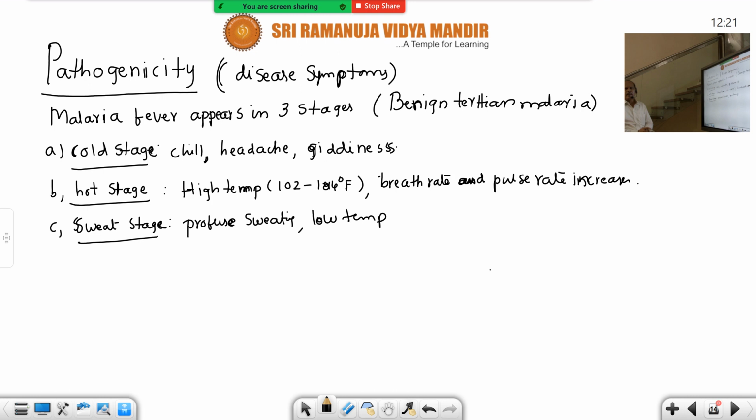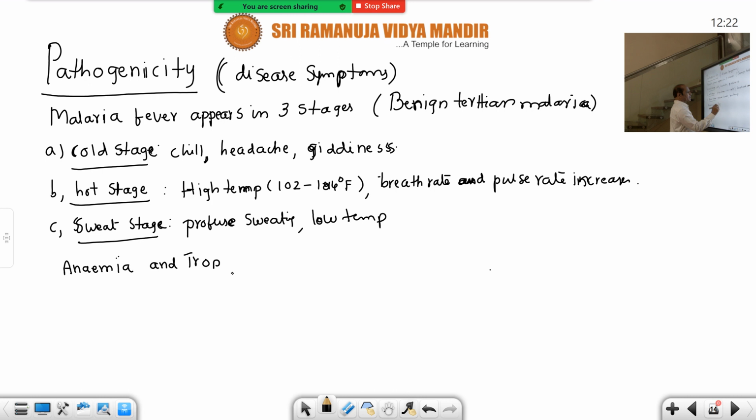Besides this, other symptoms also occur because of the destruction of more RBC. Anemia occurs because the majority of the RBC are destroyed, because while releasing merozoites, RBC get ruptured. Thus so many RBC will be destroyed, and that leads to anemia. And tropical splenomegaly syndrome. The first symptom is malaria fever. The second symptom is tropical splenomegaly syndrome, because this is a tropical malaria.